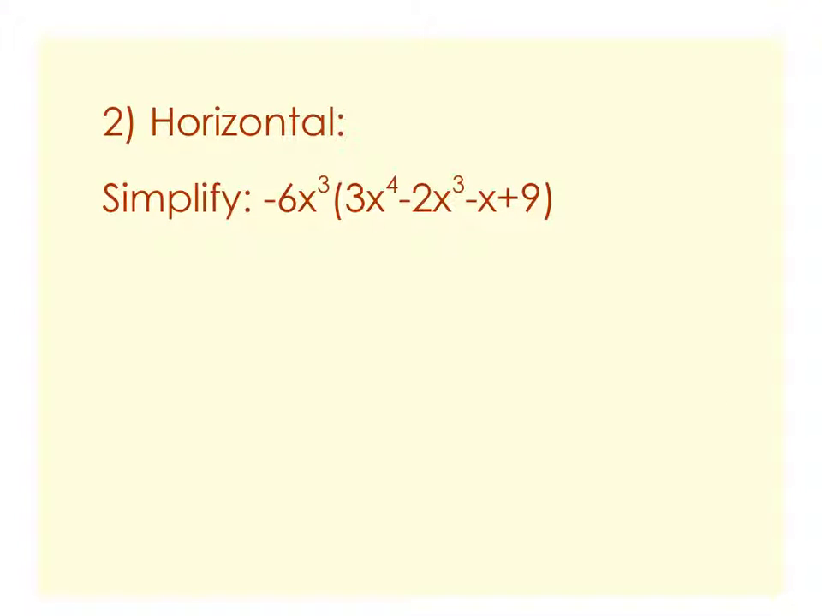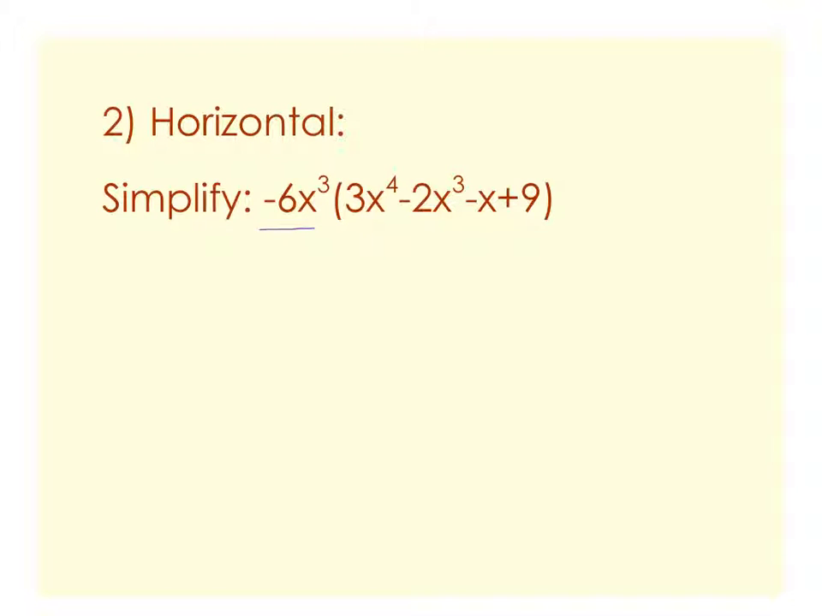And the next method we are going to look at is the horizontal method. And horizontal again means side by side or flat. So what that means here is I'm going to take my first term, negative 6x cubed, and multiply it by everything inside my set of parentheses and list out those terms side by side. Therefore, being the horizontal method. So I'll color code this too so it's easier for you to see.